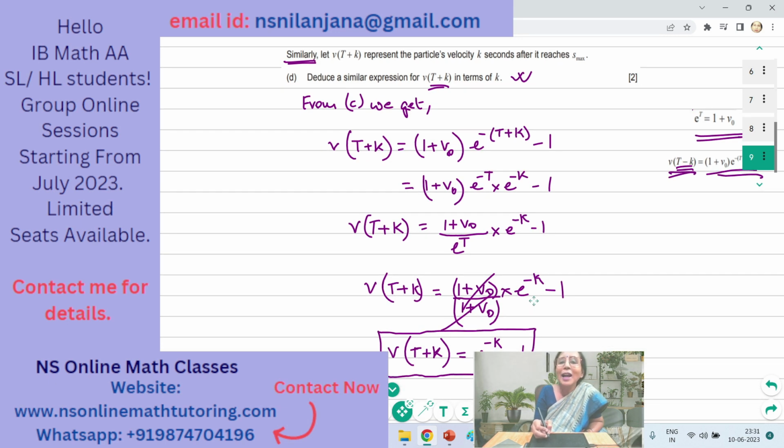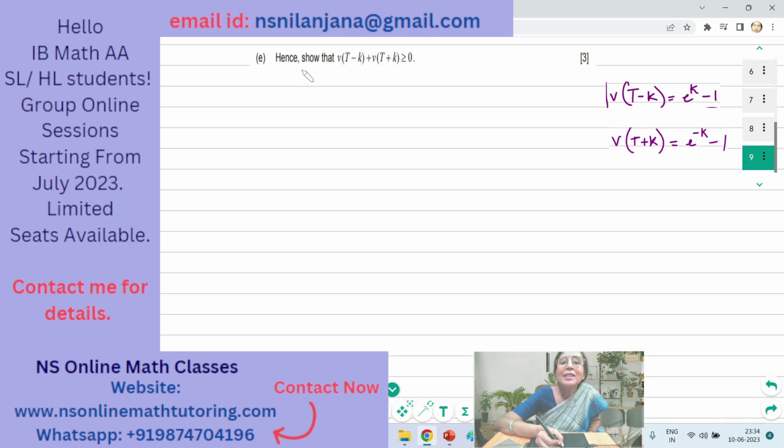So let us move on to the last subpart, that is subpart E. Hence show that V of capital T minus k plus V of capital T plus k is greater than or equal to 0, and it is containing 3 marks. We are having the expressions for these two. So we can just write V of capital T minus k plus V of capital T plus k.